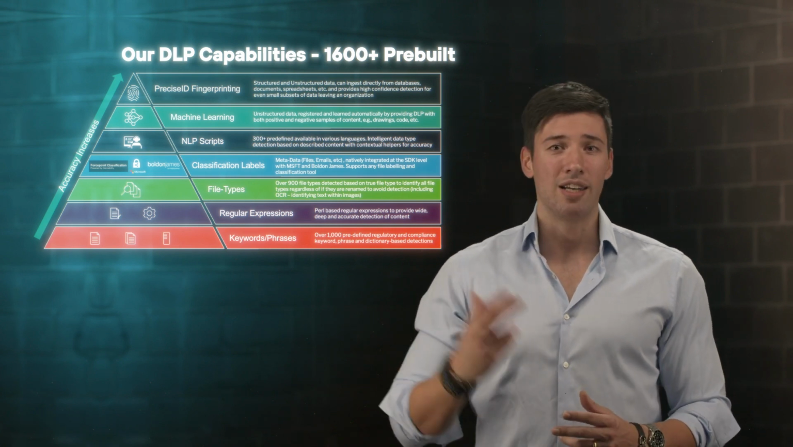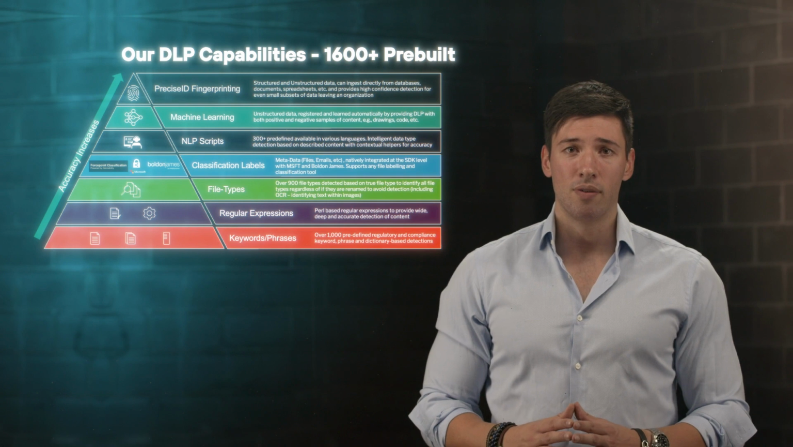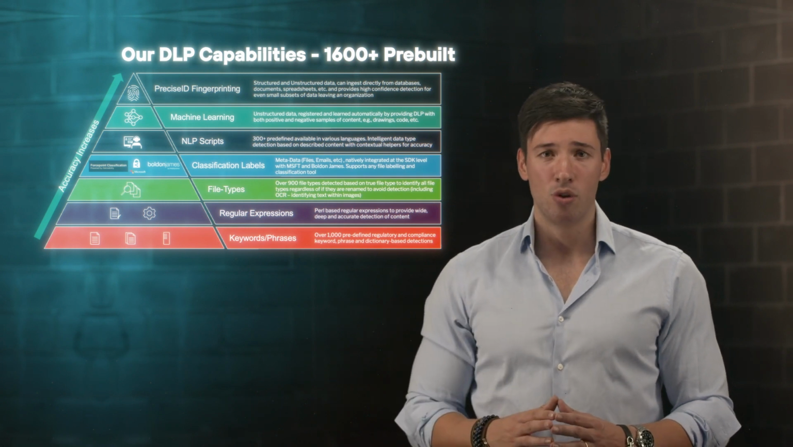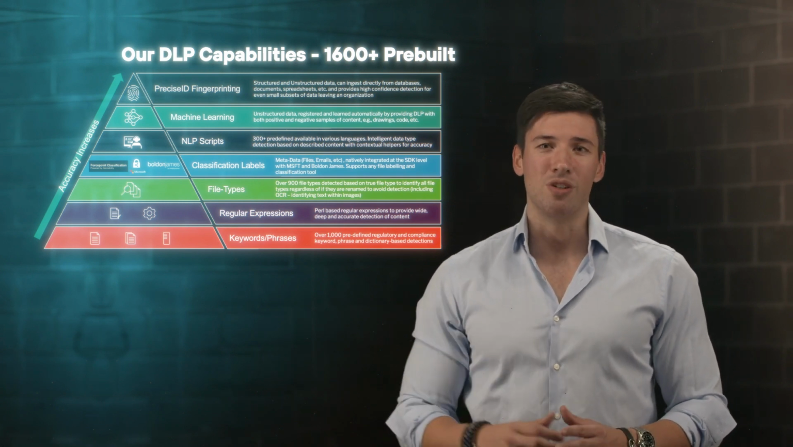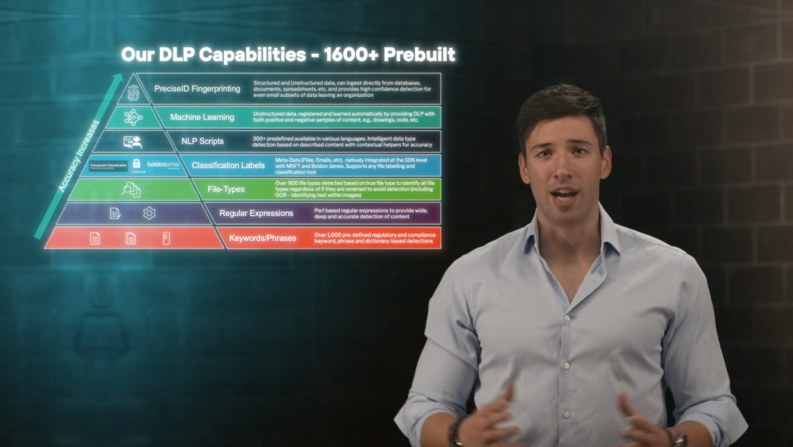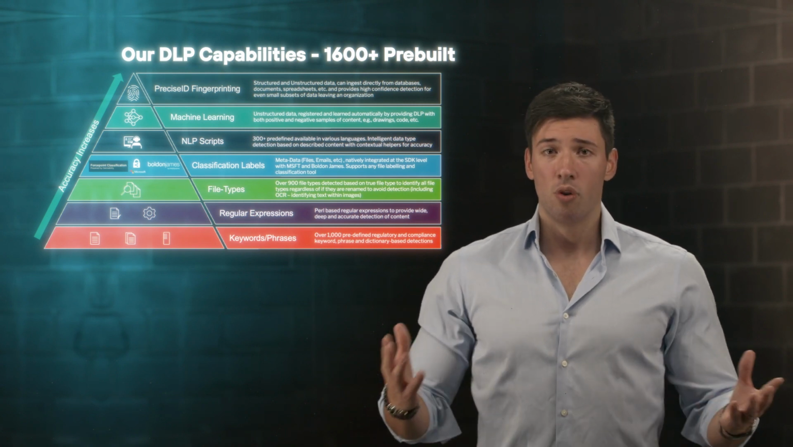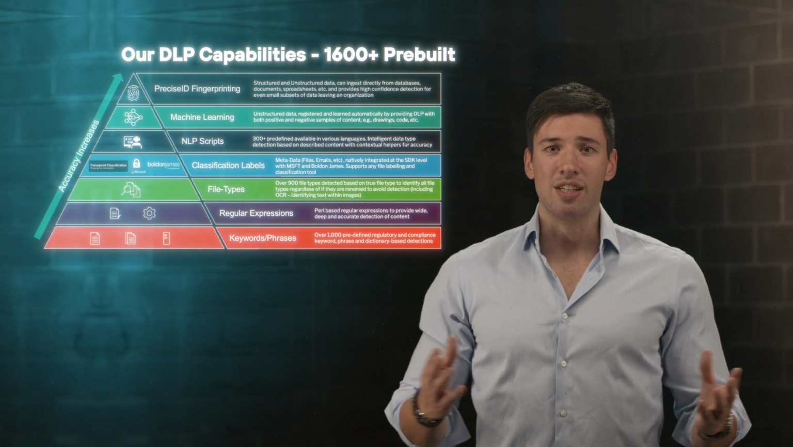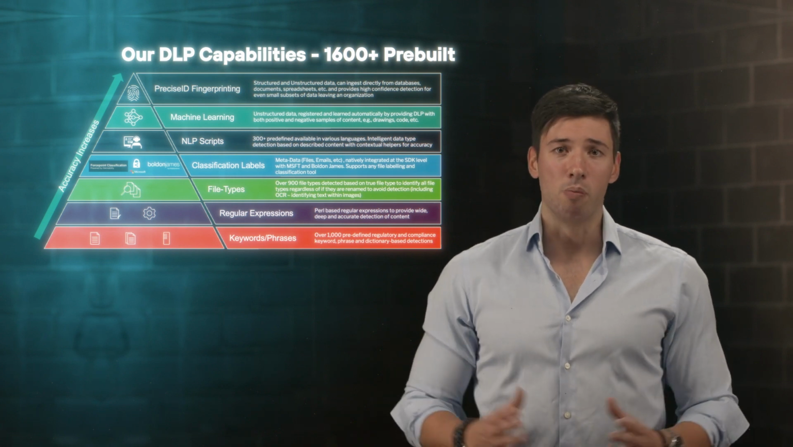Let's say someone extracts the database to a spreadsheet and tries to send an email to a third party. We're able to identify that data with exact data matching. So those are all the premises in order to identify data and how DLP identifies data.